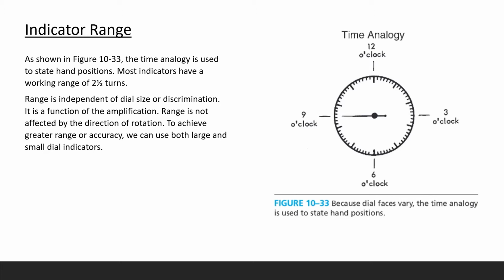So range is independent of dial size or discrimination. It's a function, okay, of your amplification. So range is not affected by the direction of your rotation. So to achieve greater range or accuracy, we can use both large or small dial indicators.